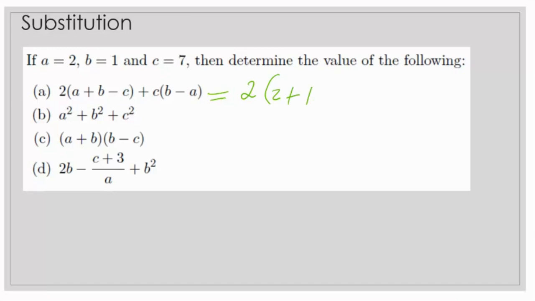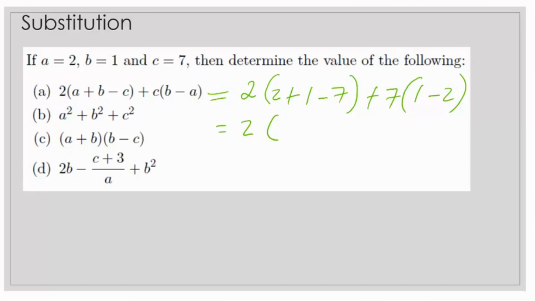B is 1, C is 7, so it is minus 7, and then plus 7 into my B, which is 1 minus 2. Okay, so now remember, I've got my brackets, I've got an expression. BEMDAS is saying, look within your brackets first, starting from left to right. So now I'm going to go inside.